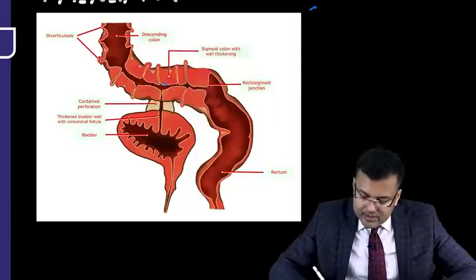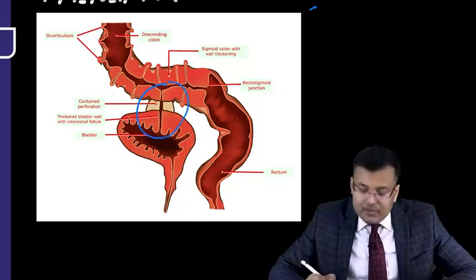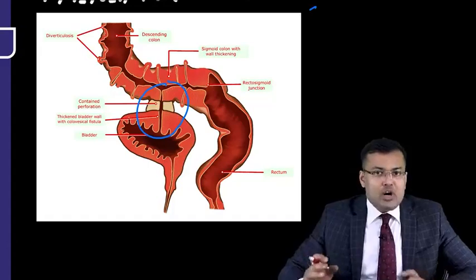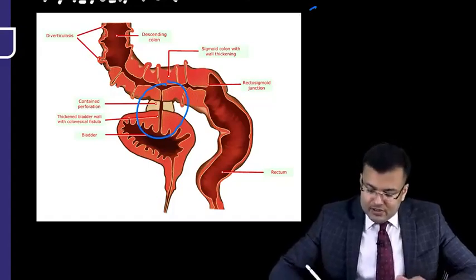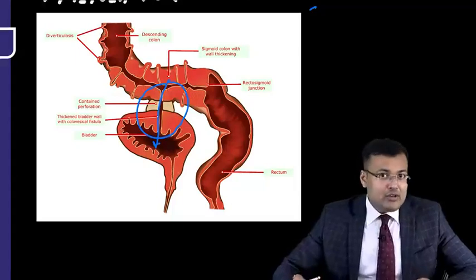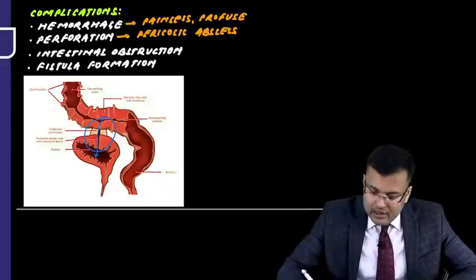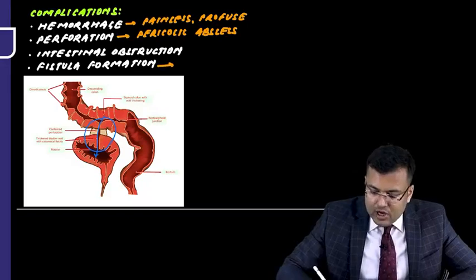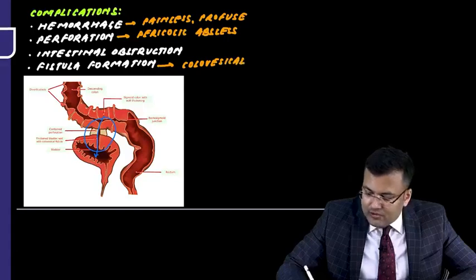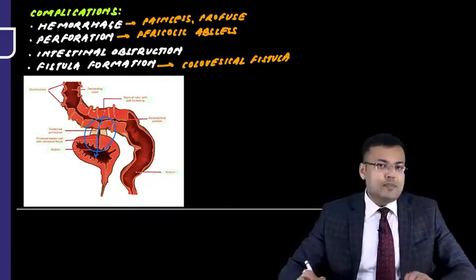If you see this image, there is a fistula between the bladder and the colon. This is a colovesical fistula. And what is the most common cause of colovesical fistula? Colonic diverticulosis. The most common type of fistula seen is colovesical, and the most common cause of this colovesical fistula is colonic diverticulosis. These are the complications.